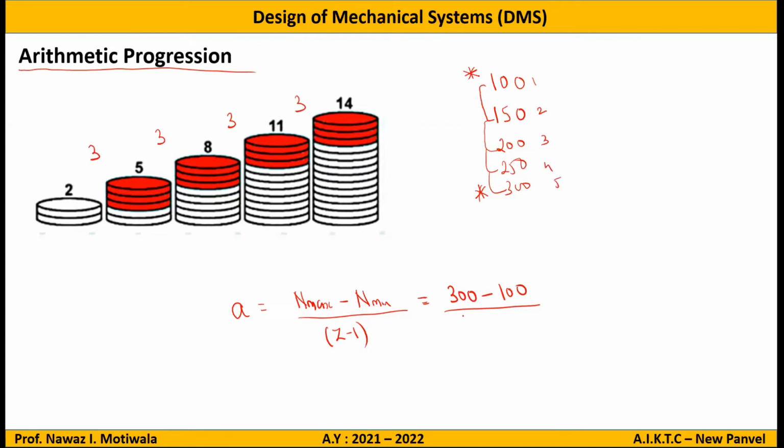So if I write Z is 5 minus 1, what I will get is 200 divided by 4, and that is 50. Is it correct? Yes, sir. So you can just observe, the first is 100. Then if I add the common difference 50, 50, 50, I can reach 300 in 5 steps. किसी को कोई doubt है इसमें?